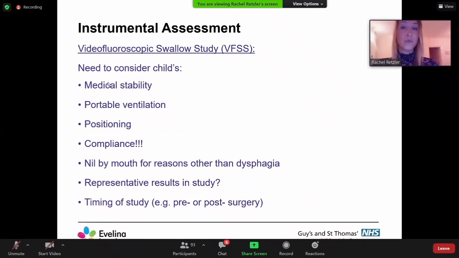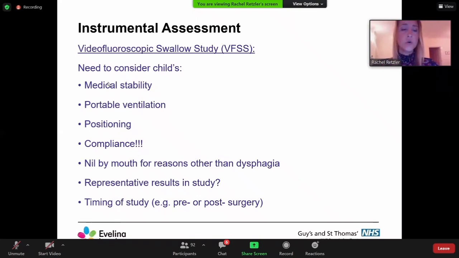If they're nil by mouth, why are they nil by mouth? For reasons other than dysphagia, are they aversive and refusing everything? Because a child like that, for example, if they haven't eaten in months and they're refusing everything, they are likely not going to accept during the study either. So clinicians and local clinicians also need to help children work towards being ready for a VF.